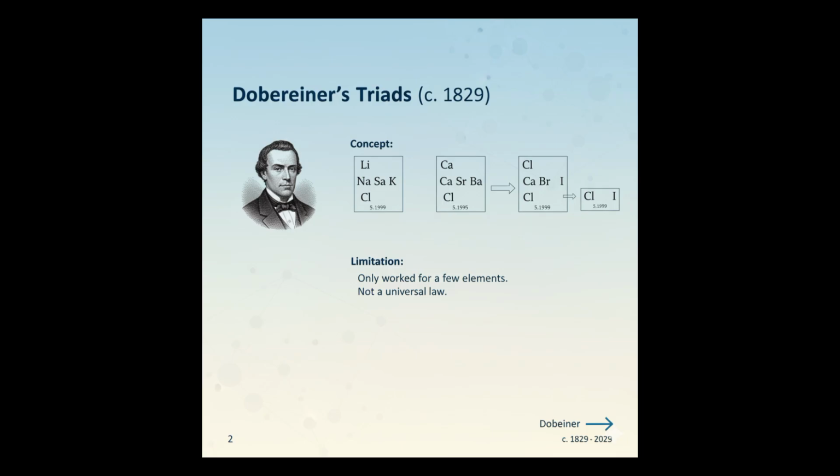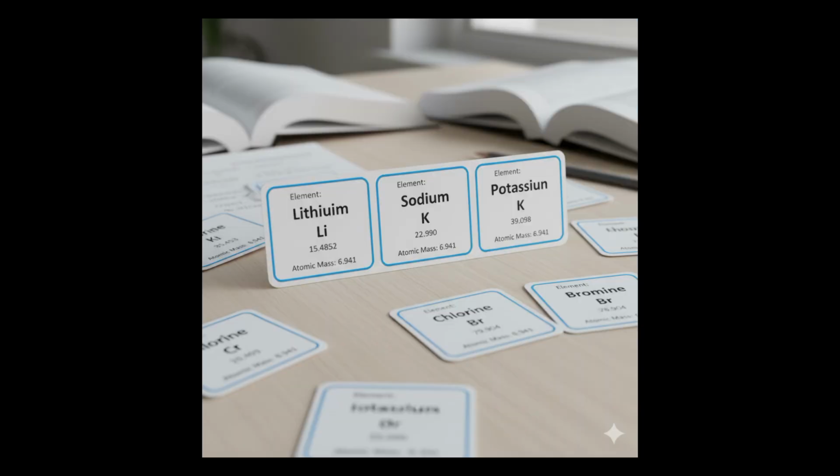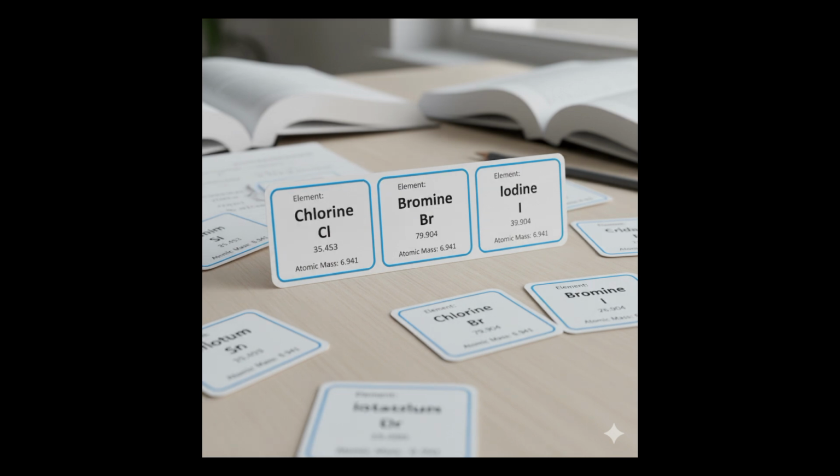Consider the following examples. Consider the alkali metal triad: lithium, sodium, potassium. Atomic weight of lithium is 7, sodium is 23, potassium is 39. The middle element, sodium, is equal to 7 plus 39 divided by 2. It is equal to 23. The calculated average 23 matches the actual atomic weight of the middle element, sodium. It is a perfect result.